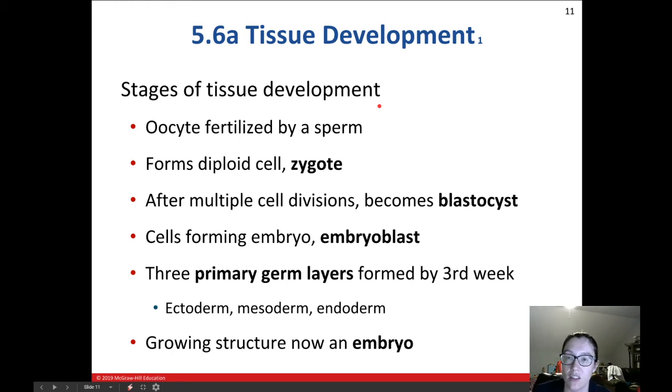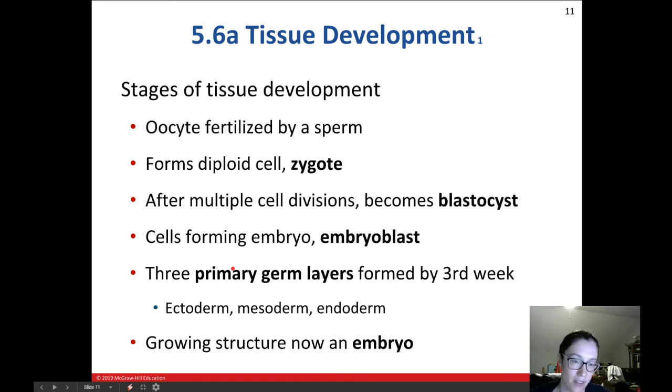So when you are first formed, right? There was an egg and there was a sperm, and the oocyte or the egg was fertilized by the sperm, and it's going to form a diploid cell called a zygote. And that just means that there's 23 chromosomes from mom and 23 from dad, and we're going to be this little zygote here. This zygote is going to grow. It starts really tiny, its cells divide, and it grows, and eventually forms a blastocyst.